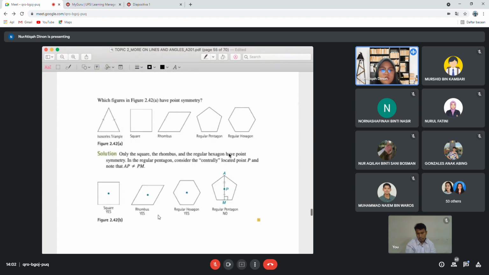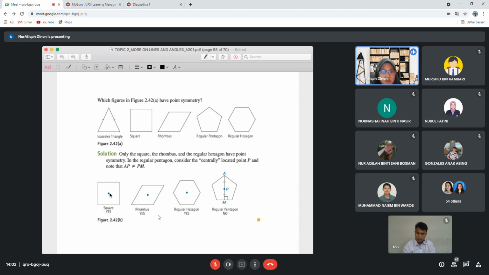Okay. So look at all these 5 polygons that we have here. We have an isosceles triangle, square, rhombus, regular pentagon, and regular hexagon. Which figures have point symmetry? Only the square, rhombus, and the regular hexagon have point symmetry. And in the regular pentagon, consider the centrally located point P and note that AP equals PM.